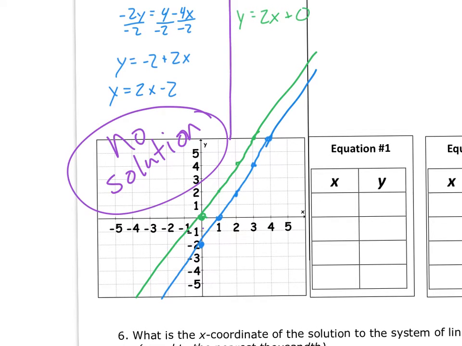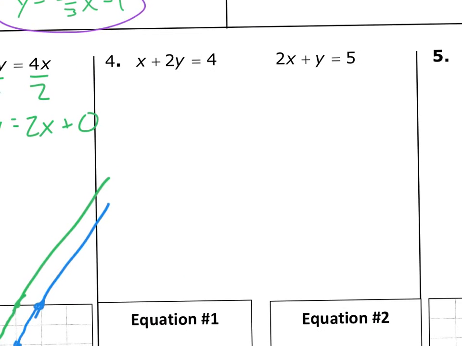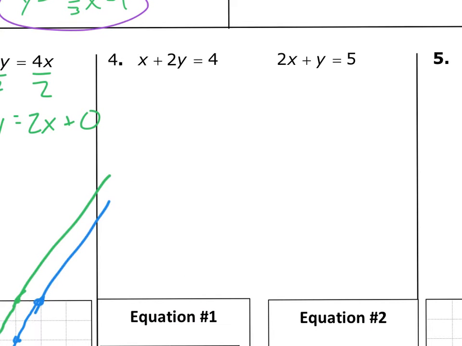Now let's jump over to the next example. On this, you're going to see tables down here. You have a graph, so you can just ignore these two tables down here. So again, the first thing we want to do is get both of these equations into y equals mx plus b form. So I'm going to start with this one on the left here.